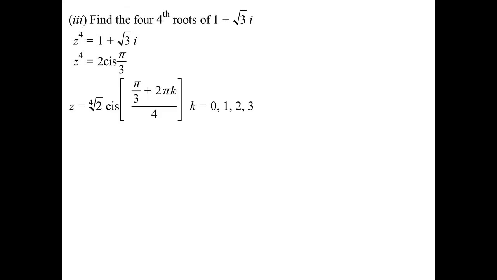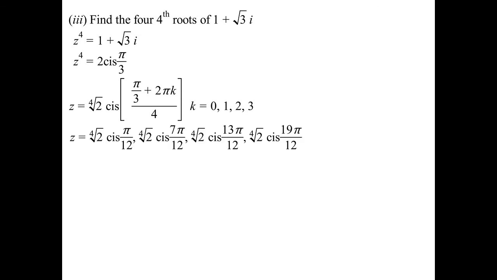Find the 4 roots of 1 plus root 3i. So 1 plus root 3i is 2 cis π/3. The 4th root of 2, well, we can't work that out. And then we'll have π/3, and this time it's not a real number, so I'm not going to worry about conjugate pairs. I'll just go 0, 1, 2, 3. And there we go. We've got π/12, 7π/12, 13π/12, 19π/12.